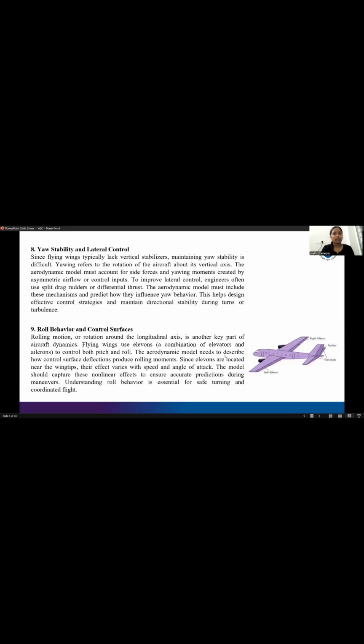Yaw stability and lateral control. Since flying wings typically lack vertical stabilizers, maintaining yaw stability is difficult.